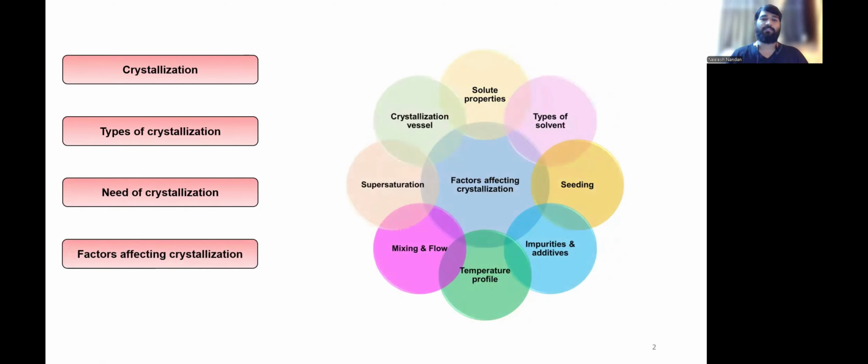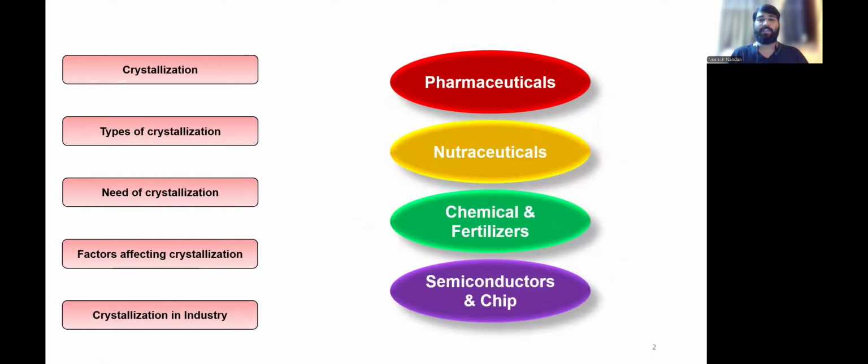There are various factors which affect the crystallization, like solute properties, types of solvent, seeding, impurities and additives, temperature profile, mixing and flow rates, supersaturation, which I am going to talk about in the next slide, and crystallization vessel. In industry, crystallization is used in various sectors like pharmaceuticals, nutraceuticals, chemicals and fertilizers, semiconductor and chip. In semiconductor and chips, the non-solvent based melt crystallization is used.